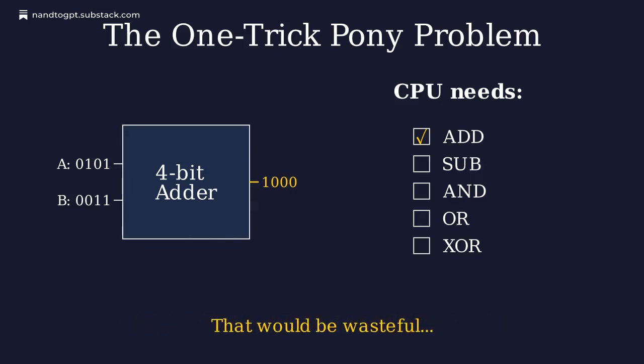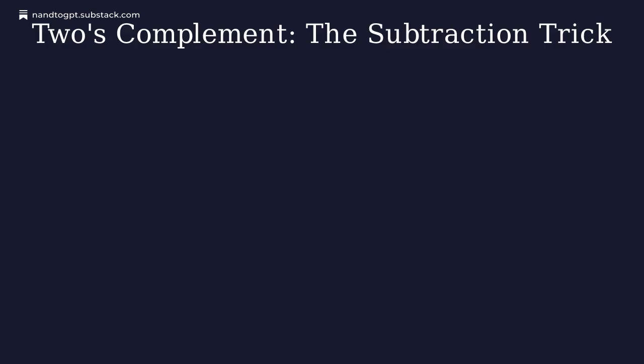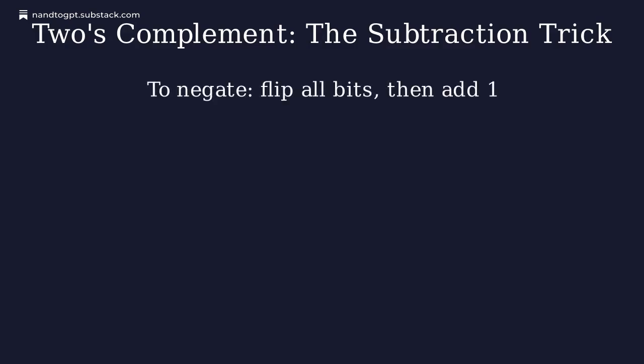That would be wasteful. Turns out we can be clever. We can reuse what we already have. Let's start with subtraction. How do you subtract with an adder? Think about it. 5 minus 3 is the same as 5 plus negative 3. So if we can represent negative numbers, we can just add them. But how do we represent negative numbers in binary?